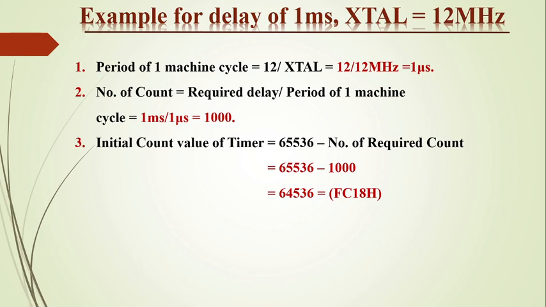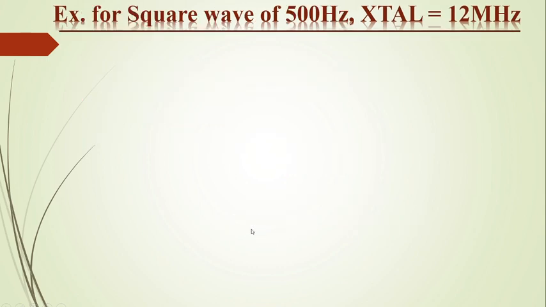As this is a 16-bit value, and we have to load it into 8-bit registers, that is THx and TLx. So the lower 8 bits of this value, that is 18H, are loaded into the TLx register, and the upper 8 bits of this 16-bit value, that is FCH, are loaded into the THx register.